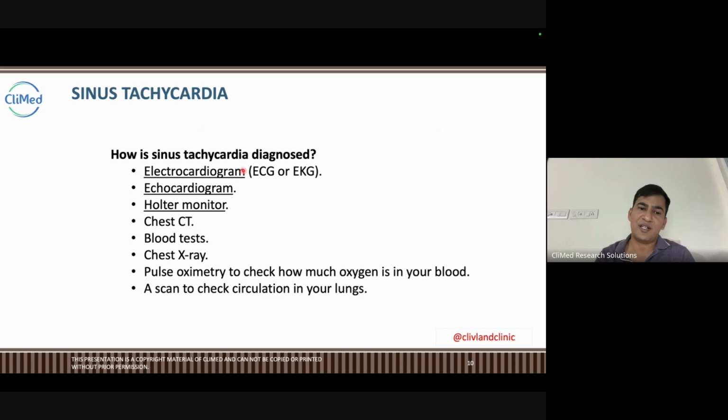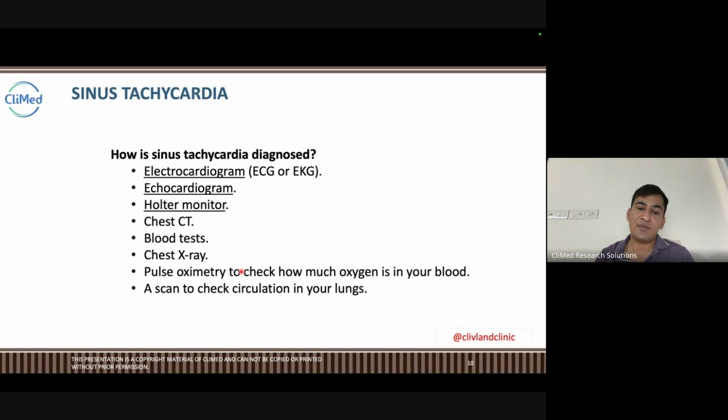Definitely, as we diagnose bradycardia, we can do an electrocardiogram, ECG, echo, Holter monitoring, chest X-ray, chest CT, and some blood tests to find out why it is happening. It can happen because of low hemoglobin, hyperthyroidism, or chest infections like tuberculosis. Or it may be due to other heart diseases like cardiomyopathy, which will be seen in the chest X-ray.